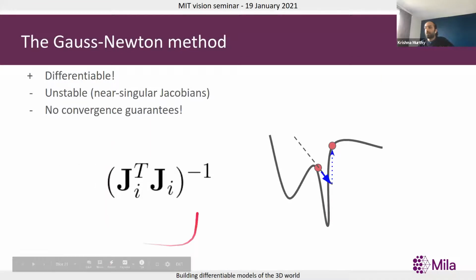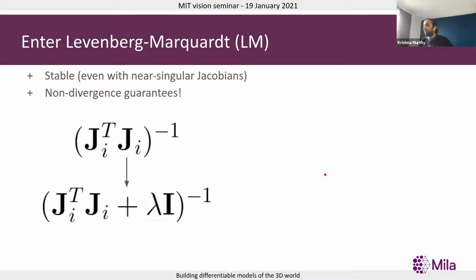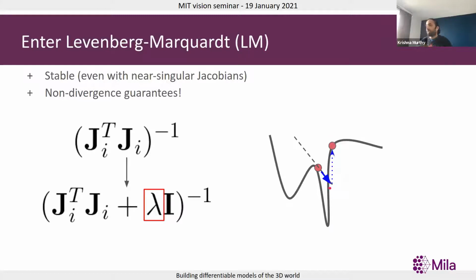And you also have issues with singular Jacobians and a lot of things. So you can see a diverging case here. You just took too big of a step. What SLAM systems usually do to prevent this is they try and adjust the step size. If you feel your step size is too big and you're going to diverge, you roll back and take a much smaller step, and you keep rolling back until you actually get to a feasible solution.